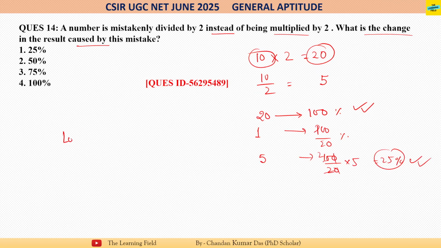That means what is the loss? The loss is 100% minus 25%. This is equal to 75%. It is the required case actually. What is the change of answer in the result? How many percent? Instead of getting 100%, we get 25%. That means what is the change? 75% change or loss. So this is the answer.